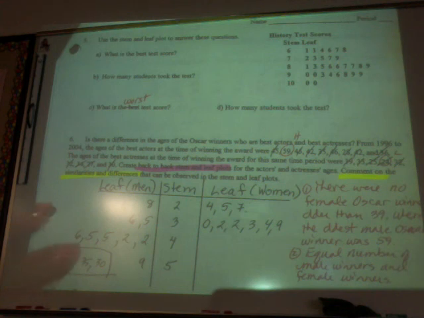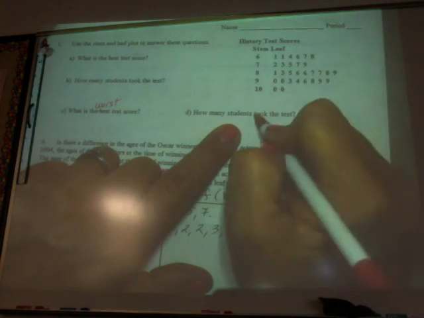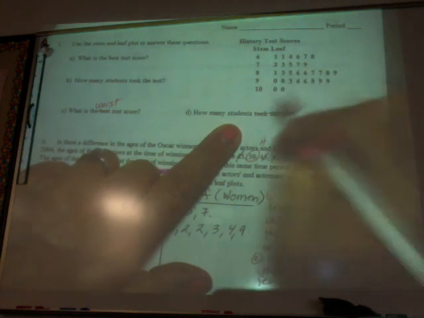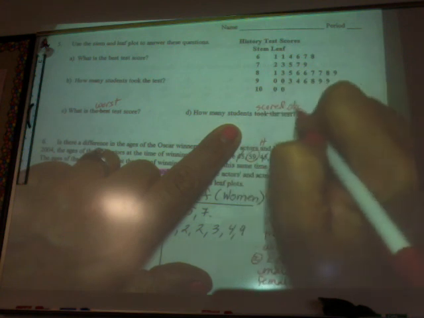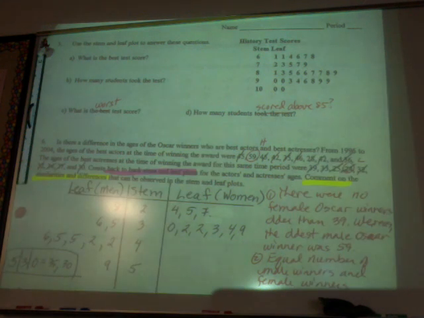And then also on this one, I want you to change this to how many students took the test. I want you to change this to how many students scored above 85. So make those 2 changes, and I think that will do it. Any other questions?